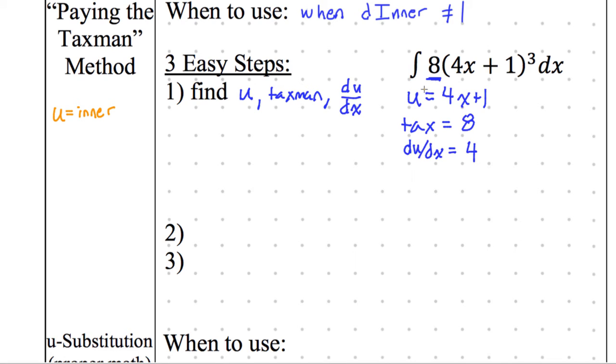Because of this order, now I can pay the taxman. This is what you pay him with. You pay him by doing 8 divided by 4, which is equal to 2. I'm going to pay him with 2, so he's going to now turn into a 2. We have paid the taxman. We have changed the 8 into a 2.